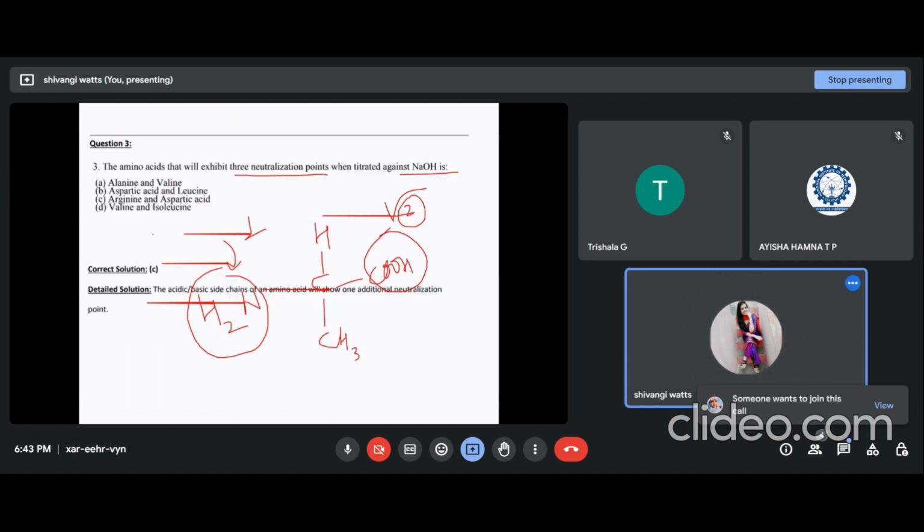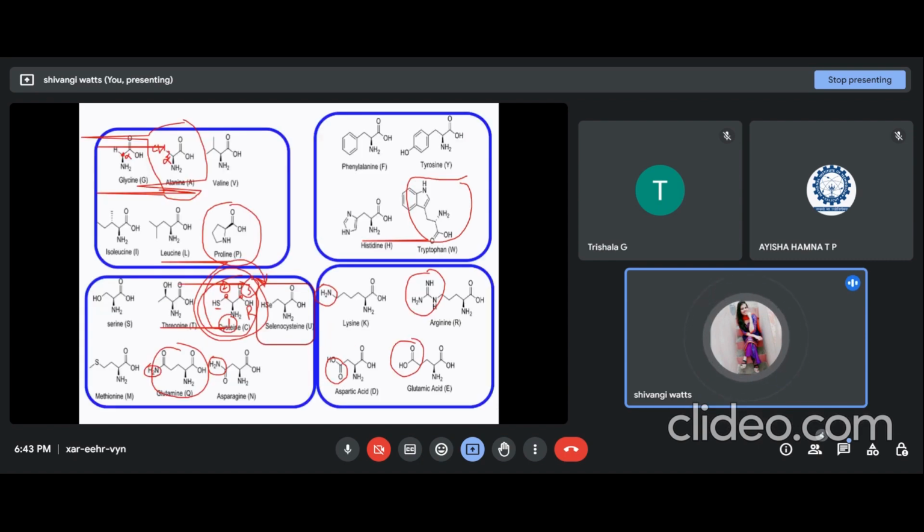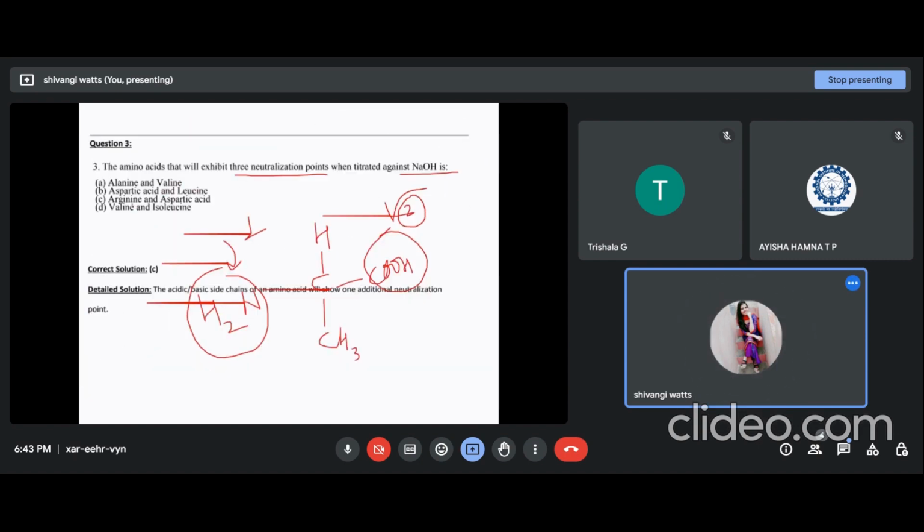In alanine and valine, there are 2 points. In the option with aspartic acid and leucine, aspartic acid would have three while leucine has two. Valine and isoleucine have two, whereas in option C, arginine has 3 points and aspartic acid also has three neutralization points. So option C is the right option.